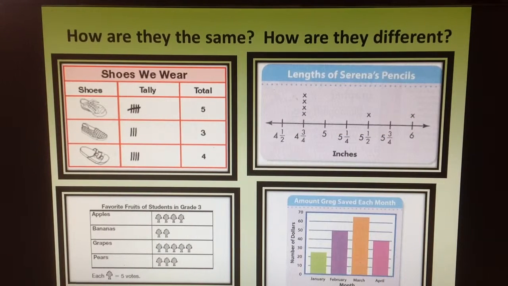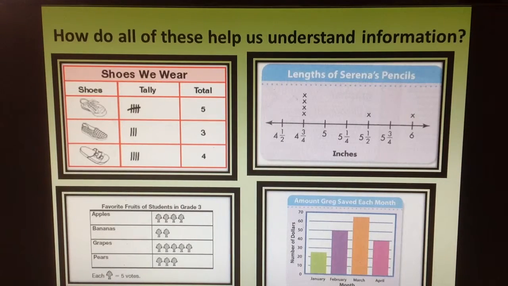How are all these different kinds of graphs the same, and how are they different? Students pointed out that they were the same because they all had ways of displaying information clearly, and they were different because they had different ways to display that information. How do all of these help us understand information? They all make it clear for us to look at numbers and compare numbers. I like looking at graphs more than I like looking at a list of numbers because the graphs are easier for me to understand.